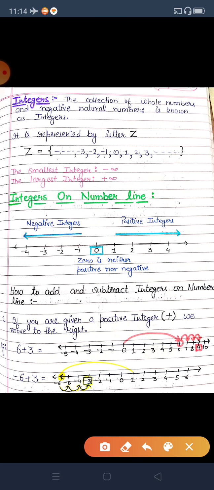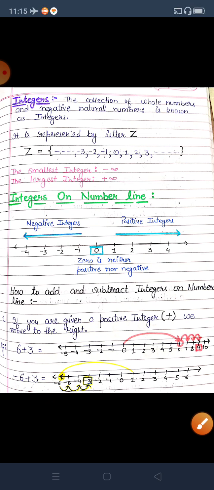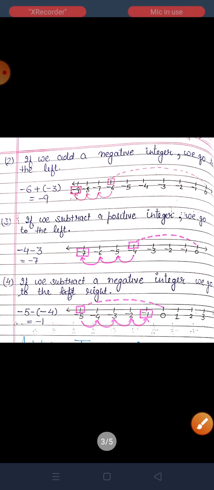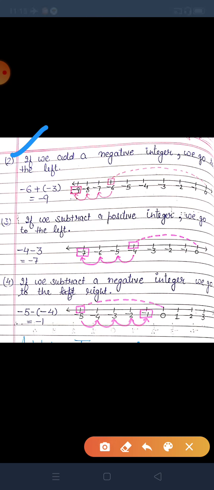And the next example is, the first integer given is minus 6. So first of all you will go to minus 6. Then a plus sign is there, so you have to go to the right side. So 3 steps to the right of minus 6: minus 5, minus 4, minus 3. So the answer is minus 3. So minus 6 plus 3, the answer is minus 3. Understand?